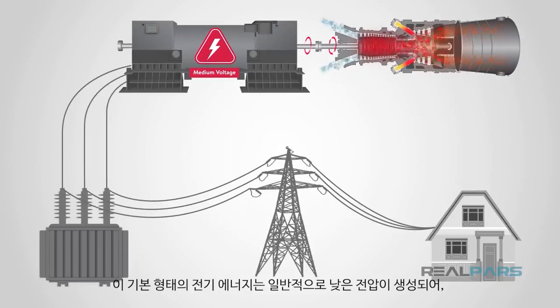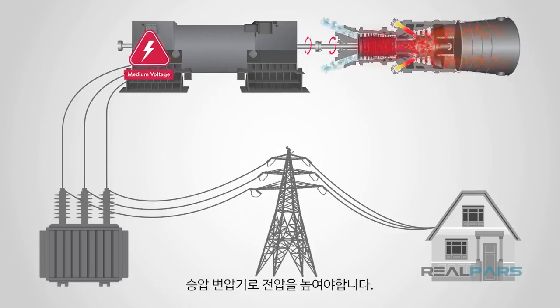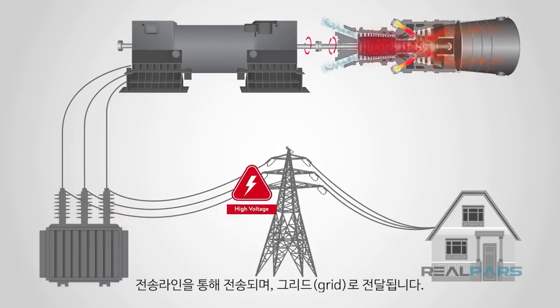This primitive form of electrical energy normally has a low or medium level of voltage, and to better manage the power loss in transmission lines, this voltage should be increased by step-up transformers. Such transformers give an adequate level of voltage to the electrical energy to be transmitted through the transmission lines and delivered to the grid.